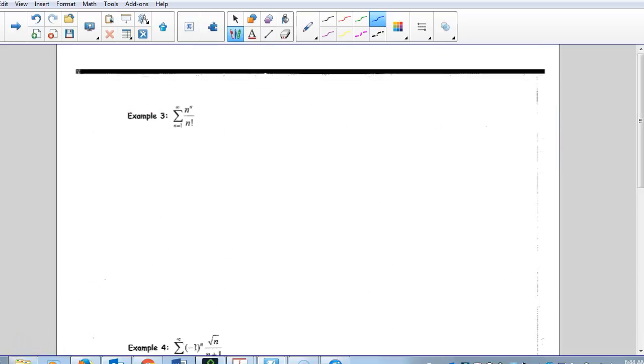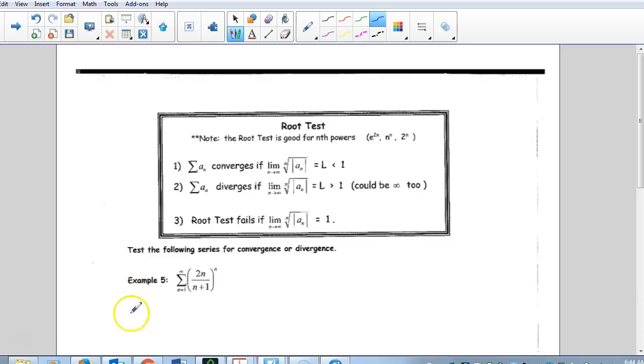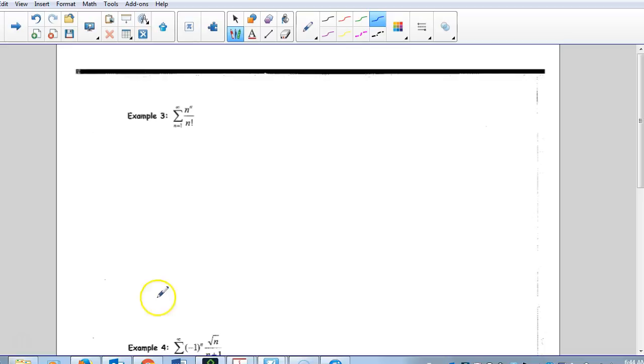Okay, you guys. So I'd like you to try this one. I'm going to stop the recording for just a second, obviously. Root test. Just see what you can do with this, and then I'll come back on and go through it with you.